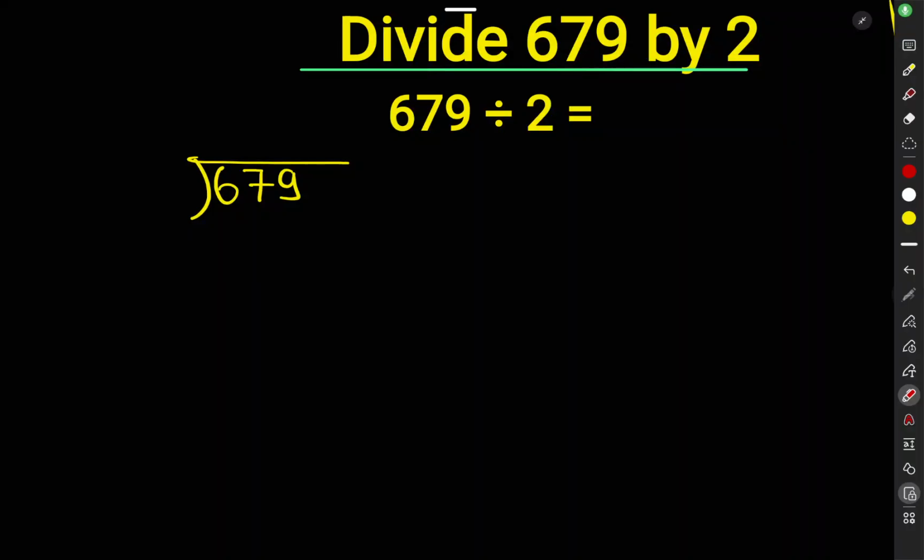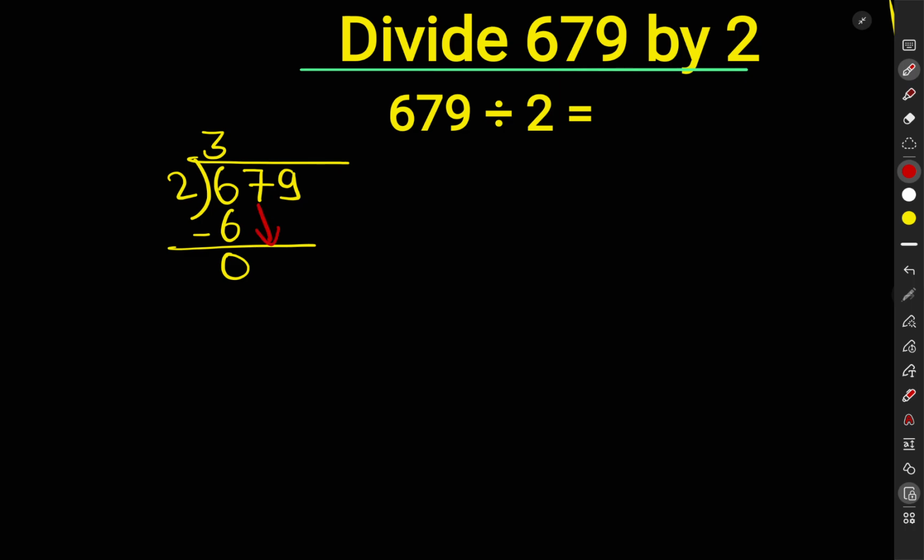Here we divide 679 by 2 in the long division method. So 2 times 3 is 6. On subtracting we get 0.